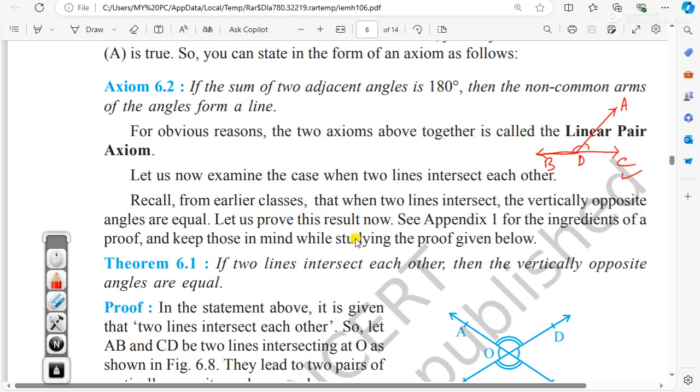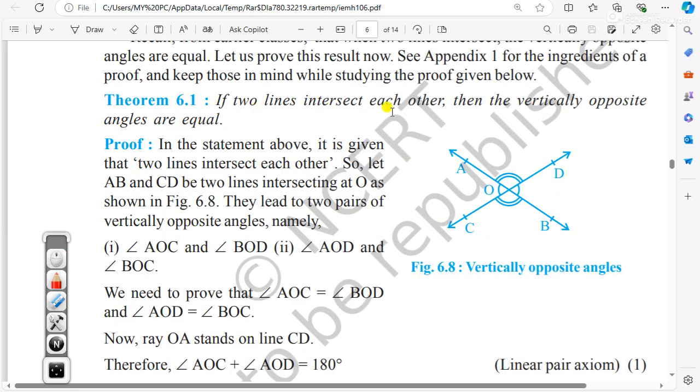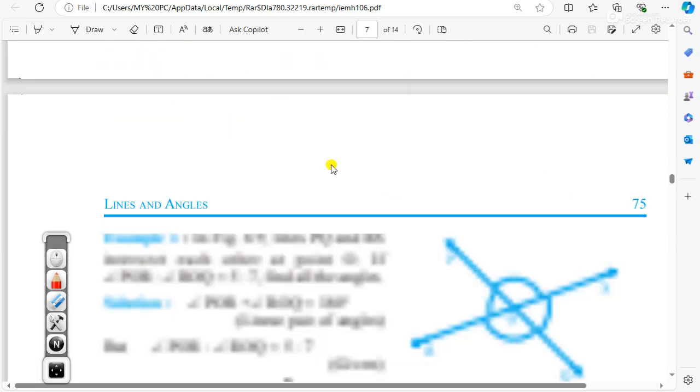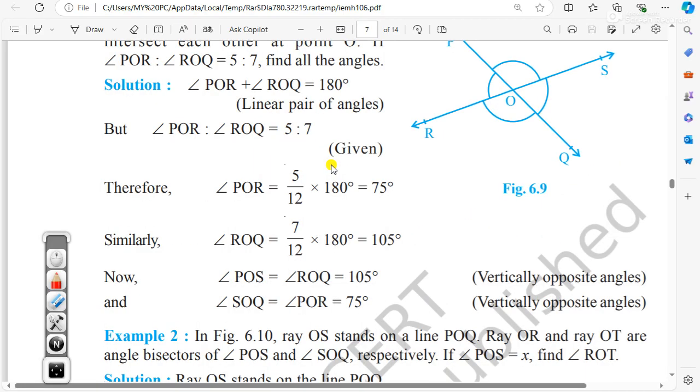Now, theorem 6.1. What is theorem 6.1? If two lines intersect each other, then vertically opposite angles are equal. We know all these things. If two lines intersect, angle AOD is equal to angle BOC, and angle AOC is equal to angle BOD. That is vertically opposite angles. This is theorem 6.1. You can prove this also, right? Later on we are going to prove all these things. First we are going to know the different axioms and theorems, right?